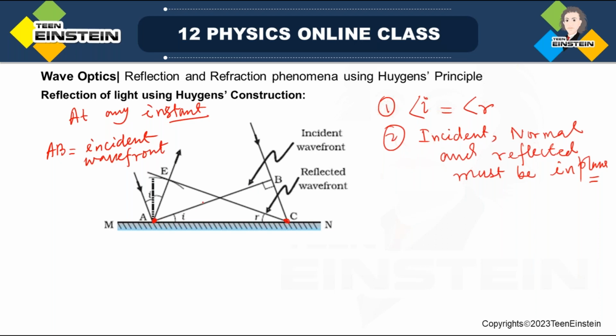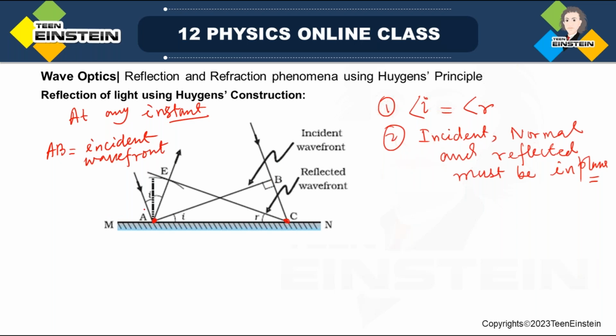This is the case that the wavefront has touched or reached the point A on the reflecting surface MN, right? And at a later point, this B will also touch this reflecting plane because it is progressing towards C, right? So this is the case.